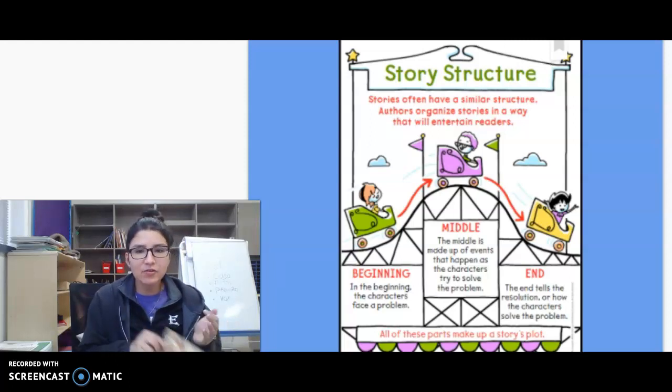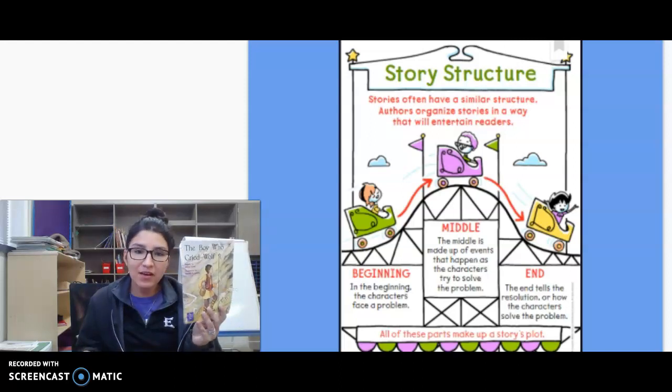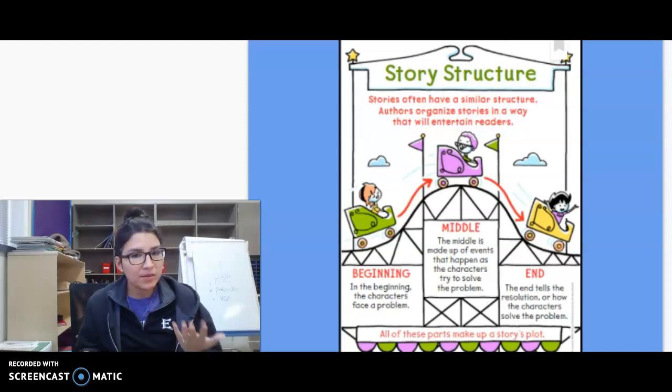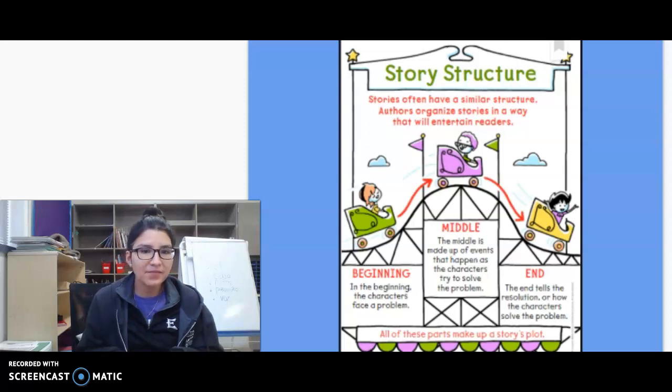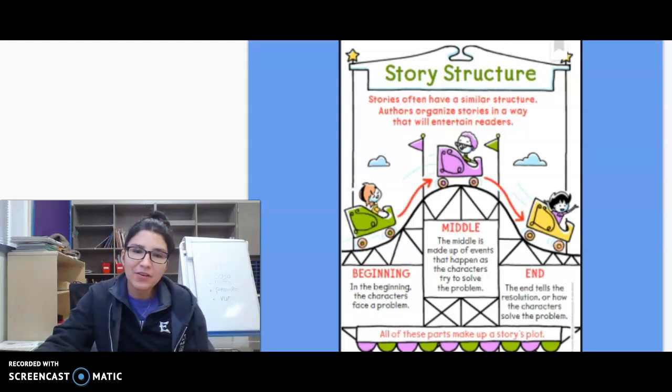So that's just a little review of The Boy Who Cried Wolf. We went from the beginning, middle, end. We talked about the problem and talked about the solution. Okay? So, all right, I hope you liked that little review of story structure and the beginning, middle, and end of a story.